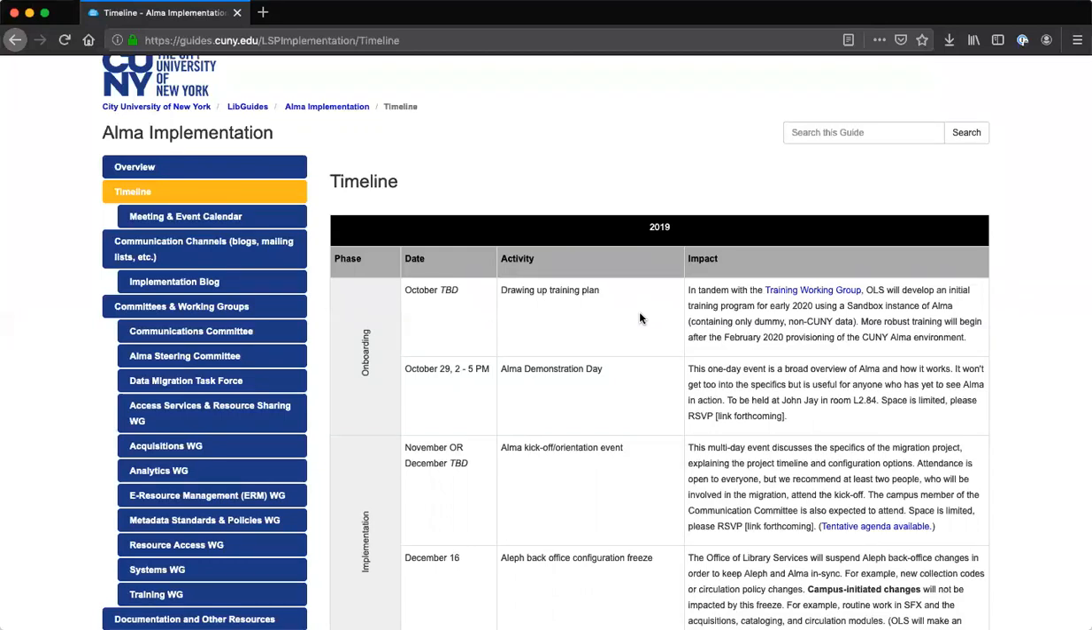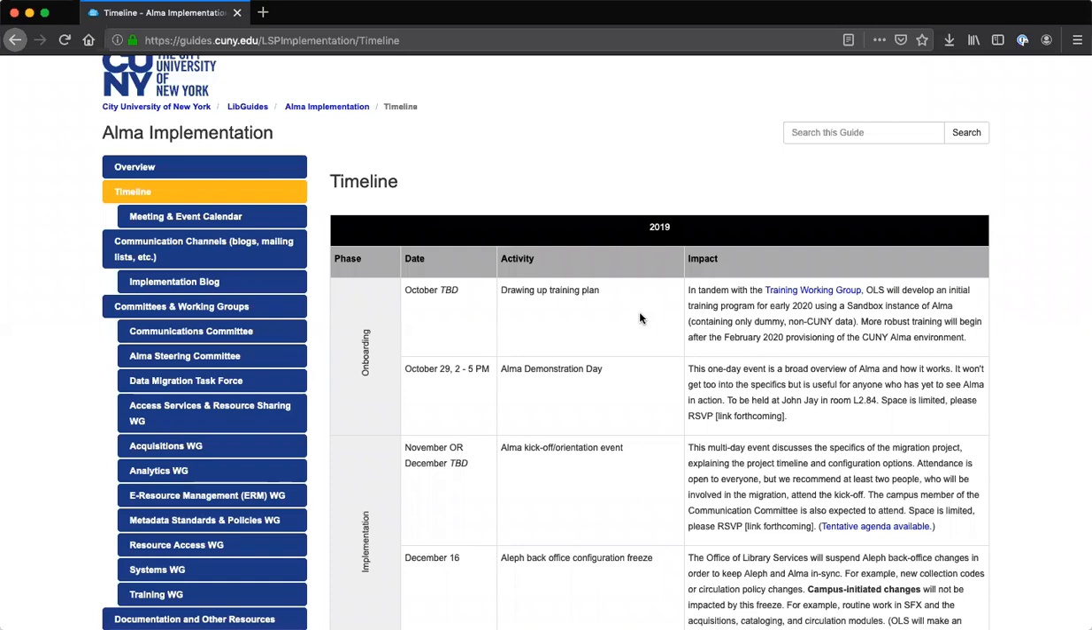And that's it. Let's get started with today's session. What we'd like to do today is review the timeline with you. As we're ramping up toward our migration, we would like to provide an overview of key project dates and events, what they mean, and how they impact the CUNY libraries.